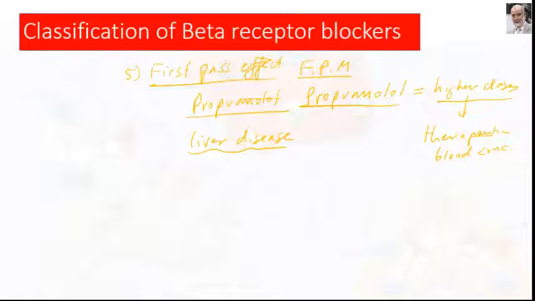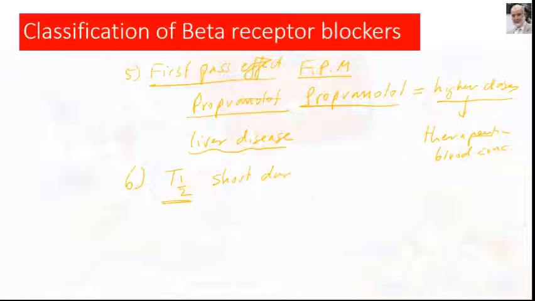Now, the sixth difference is the half-life. Most of them have an intermediate half-life. They act for hours, and very few of them have a very short duration of action.